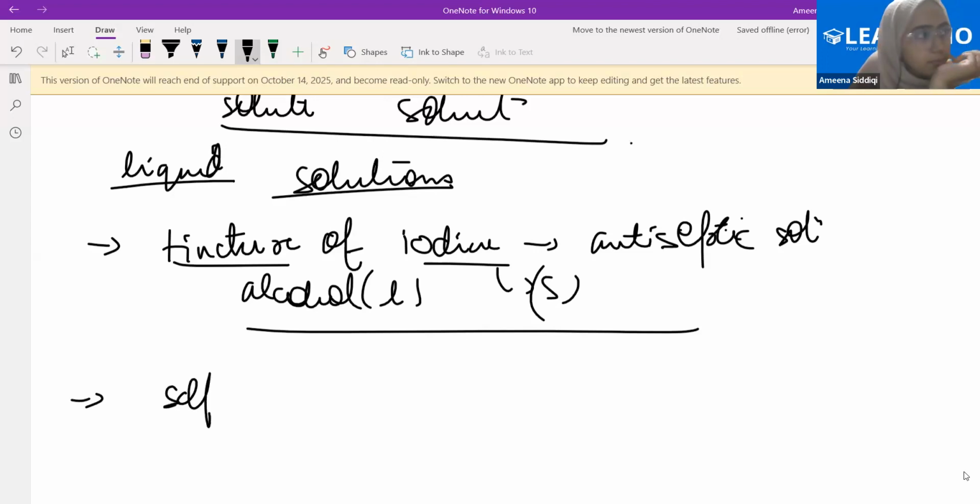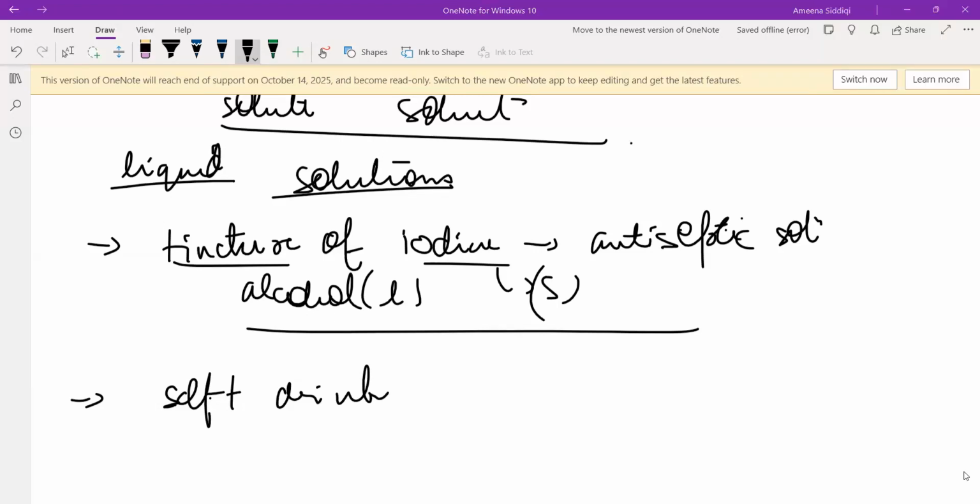Let's talk about soft drinks. Isn't that a gas solution? Just a second. Can you just see? Yes. So we were talking about the soft drinks.